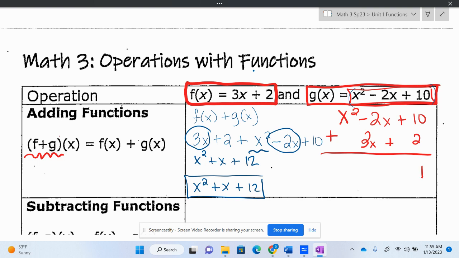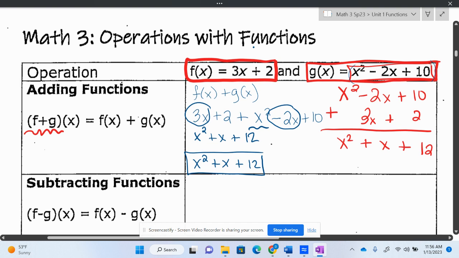10 plus 2 is 12. Negative 2x plus 3x is x. And that x squared just comes down. I don't know if that helps you, but it's just a different way to look at it, right? The greatest thing about math is that you get to use whatever method works best for who? For you, right? Not for me, whatever method works best for you, okay? Are you guys good with that?